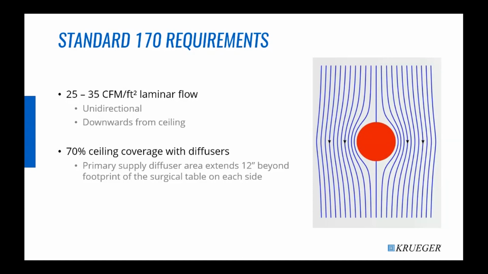The general size of a surgical table is about 6 foot by 2 foot. So most primary supply diffuser arrays will measure 8 foot by 4 foot at minimum.